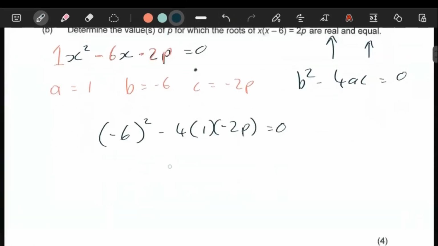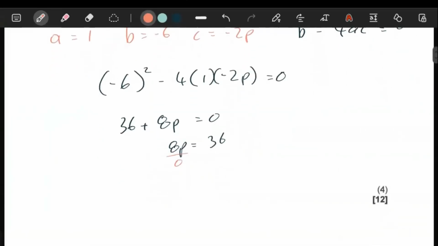So that being said, let's solve for p. This is 36 plus, let's see, 4 times the 2 is 8, with the positive values, so positive 8p equal to 0. 8p stays on its own, 36 goes to the other side. So this here, divide by 8, divide by 8. Our p is equal to 9 over 2.